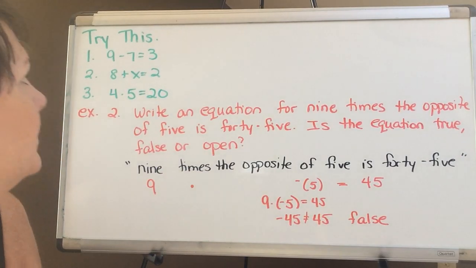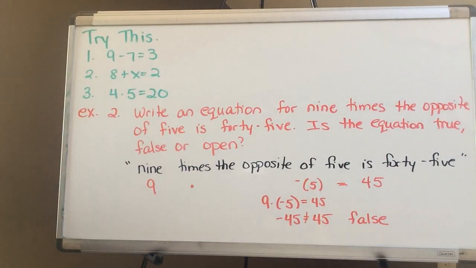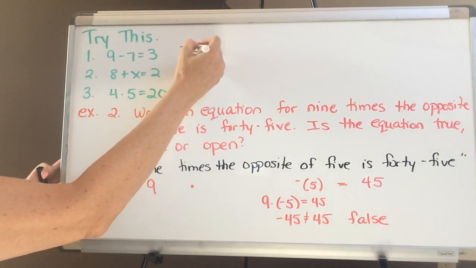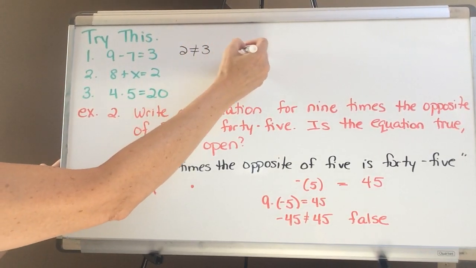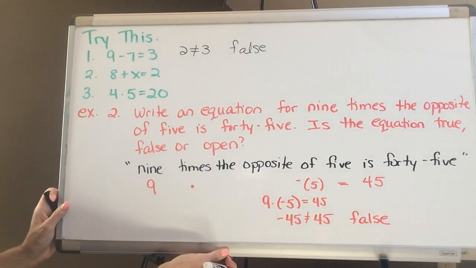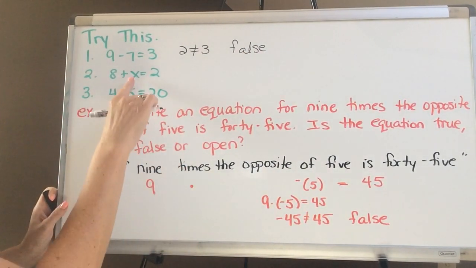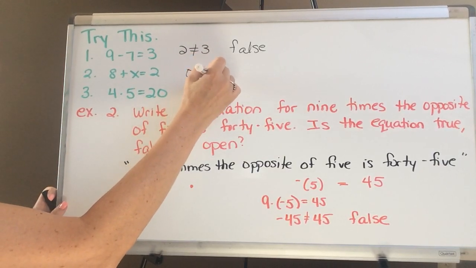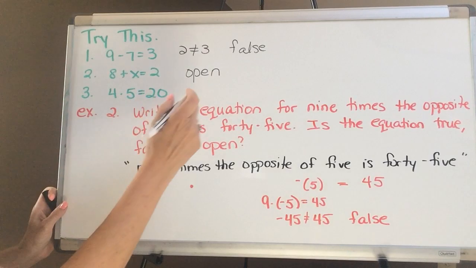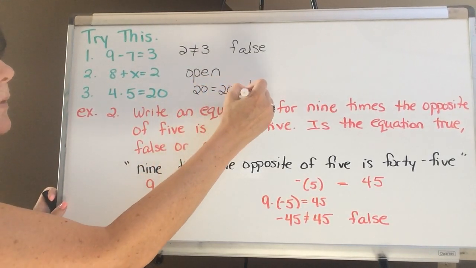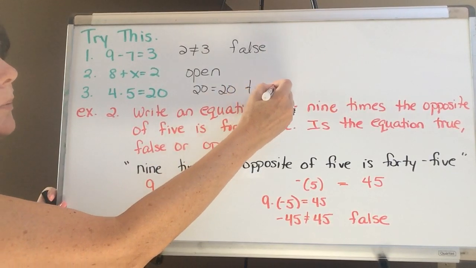All right, let's try a couple. 9 minus 7 equals 3. Well, 9 minus 7 is 2, and 2 does not equal 3. Therefore, that is false. 8 plus x equals 2. There is a variable that makes this open. 4 times 5 equals 20. 20 does equal 20. Therefore, that one is true.